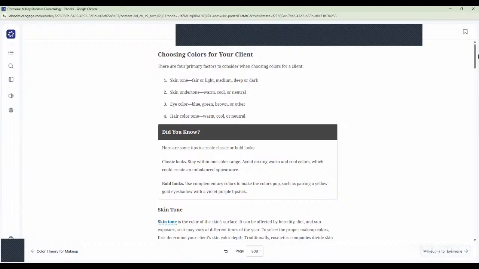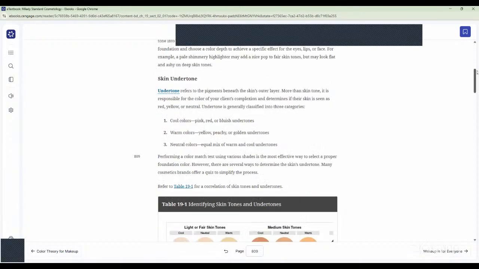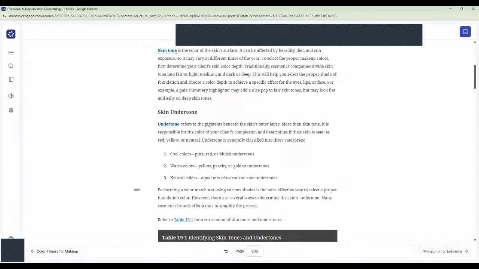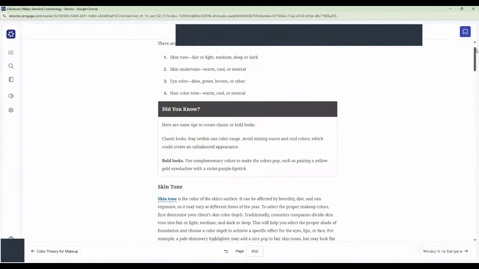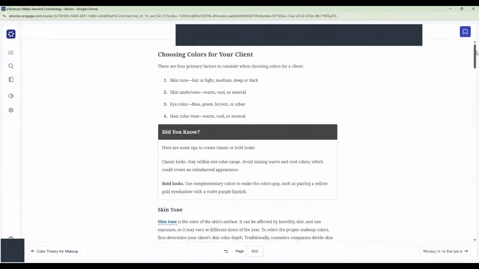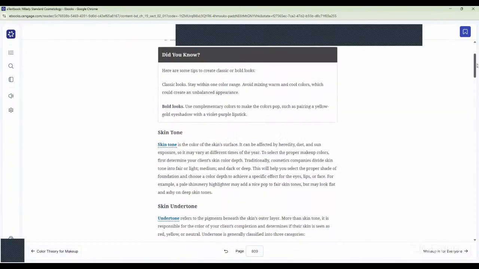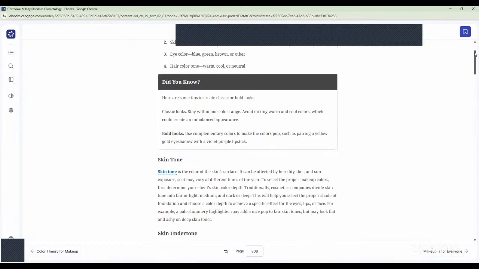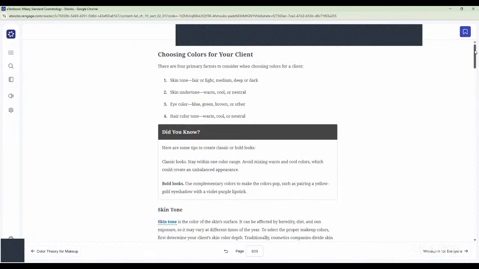In doing this light intro, this is the area I want us to continue reading. We're going to pick back up on this tomorrow, but let's go over this particular page and talk about skin tone, skin undertone, and choosing colors for our client. And then you guys have a homework assignment as well. Okay. Choosing colors for your client.